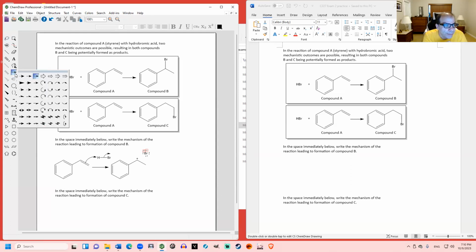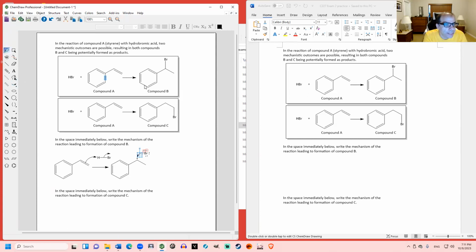And in the second step, remember that the halide ion attacks the carbocation and forms a new carbon-halogen bond. So you start the arrow where the electrons start. The arrow always starts where the electrons start. Arrows are used for showing movement of electrons, never atoms, never charges, only movement of electrons. And the arrow starts at the halide ion and ends at the carbocation. And from that, you get your compound B.